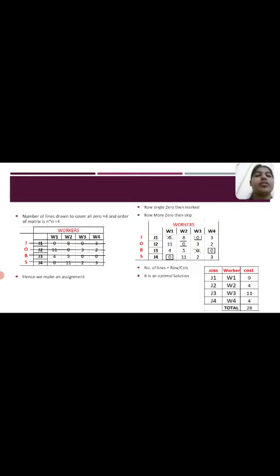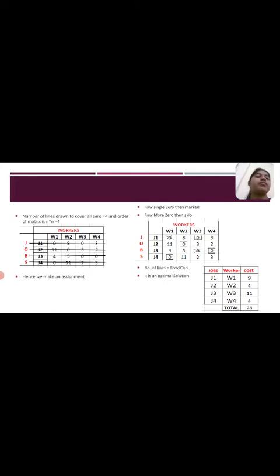The number of lines drawn to cover all 0s is equal to 4, and the order of the matrix n into n is equal to 4. This is the format. Hence we make an assignment. Row with a single 0, then mark. Row with more 0s, then skip. Worker 1 0, next J4 0, worker 2, worker 3, worker 4. Number of lines equals rows and columns. It is an optimal solution.